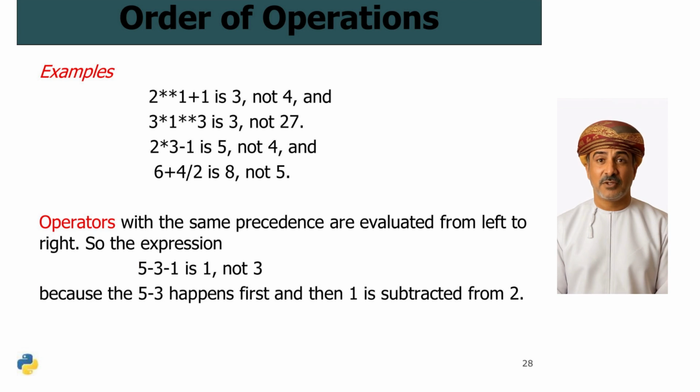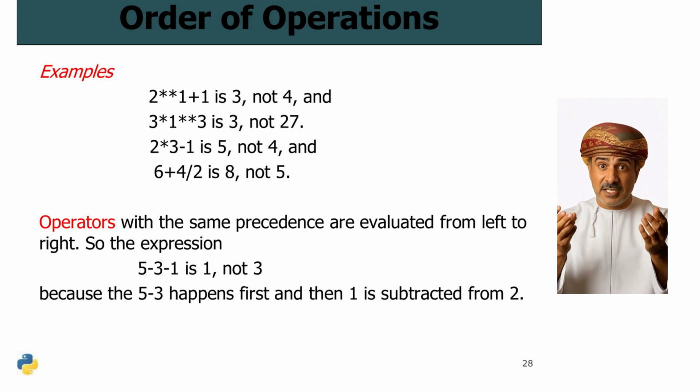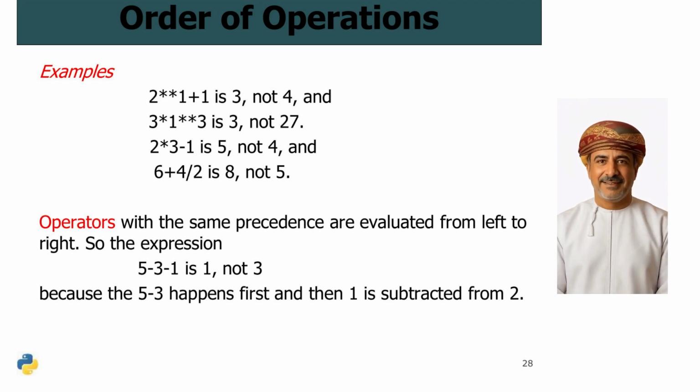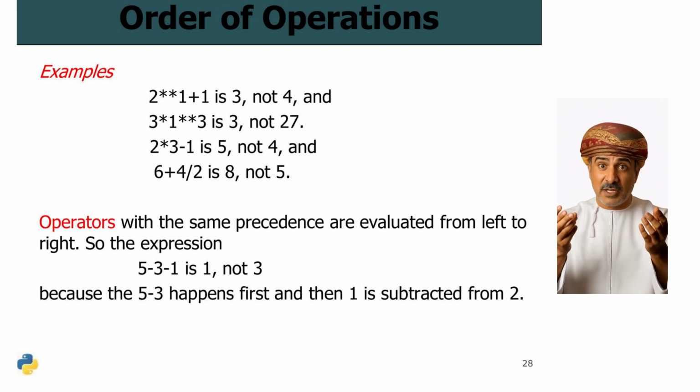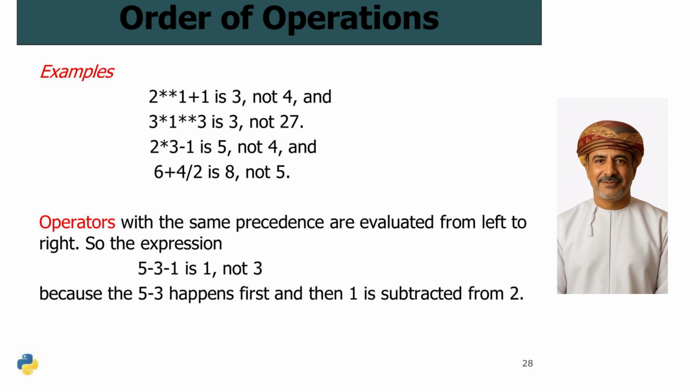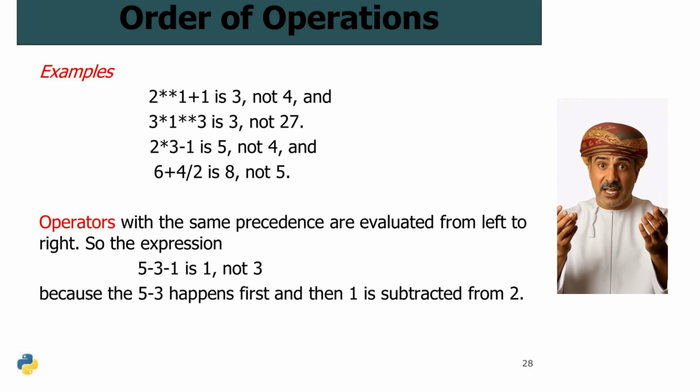Consider these examples. 2 to the power of 1 plus 1 equals 3, not 4, and 3 times 1 to the power of 3 equals 3, not 27. Similarly, 2 times 3 minus 1 results in 5, not 4, and 6 plus 4 divided by 2 is 8, not 5. Operators with the same precedence are evaluated left to right, so 5 minus 3 minus 1 equals 1, not 3, as 5 minus 3 is calculated first.